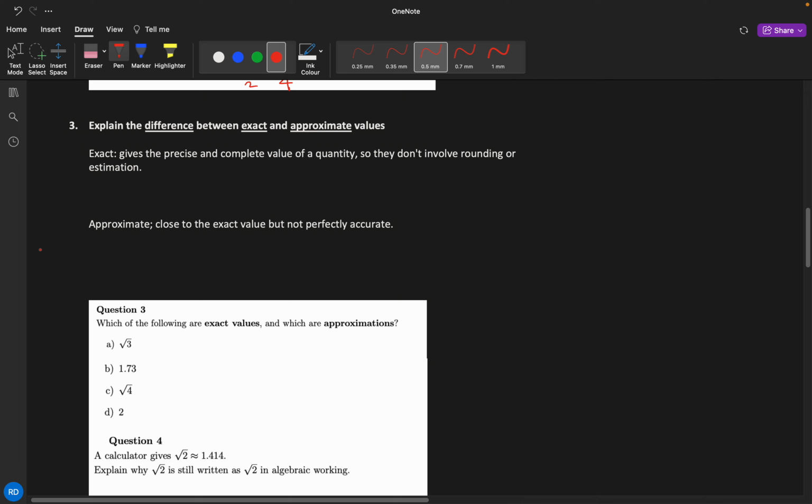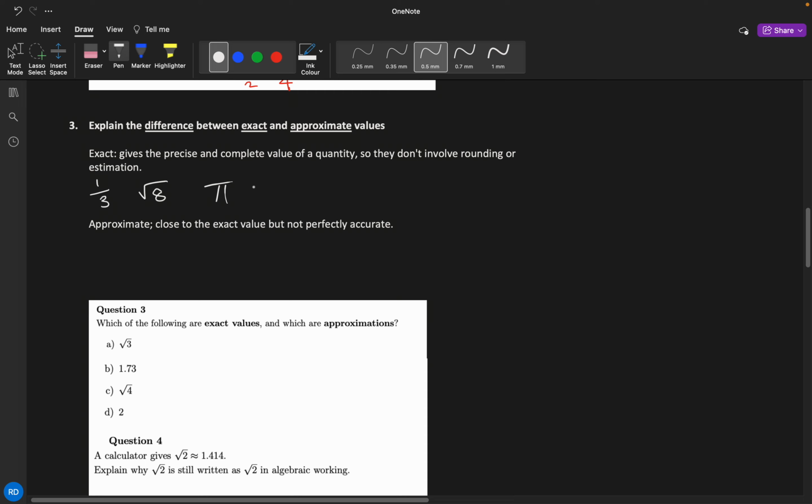Alrighty, so this one is also pretty straightforward. It's just confusing if you don't know your terminology. So we've got exact, which gives the precise and complete value of a quantity. So they don't involve rounding or estimation. Just go back to white. For example, 1 over root 3 is exact. Root 8 is exact. And pi is exact.